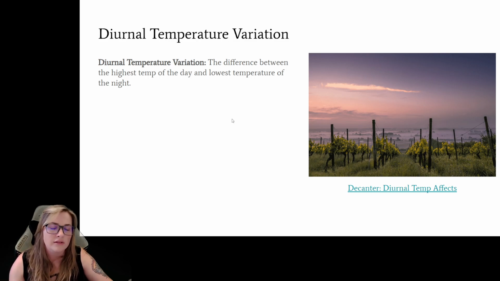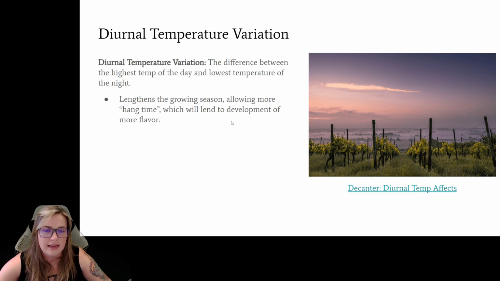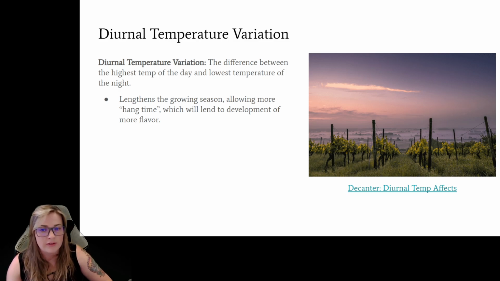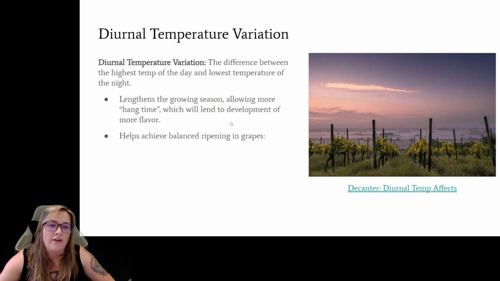So it's a fancy term for the difference between the highest temperature of the day and the lowest temperature of the night, right? So diurnal, di meaning two, right? Urnal for the day, and then variation, right? So daily highs, daily lows. This is very helpful to grapevines. It helps to lengthen the growing season because the cooler temperatures at night allow the vine to rest, so to speak, right?